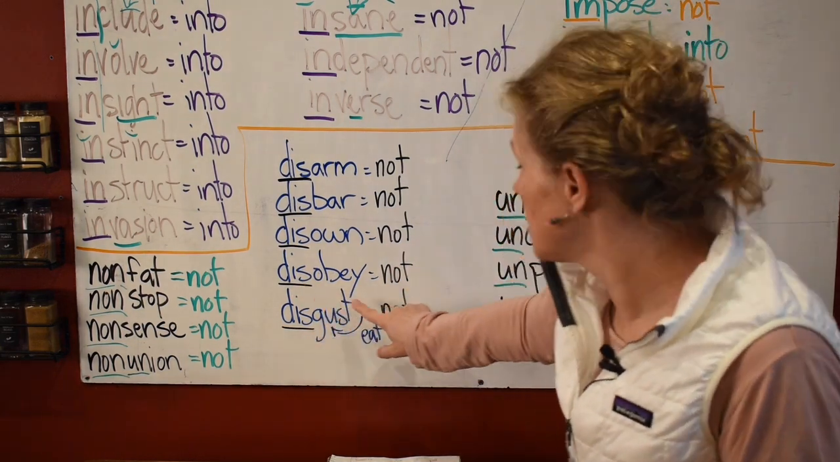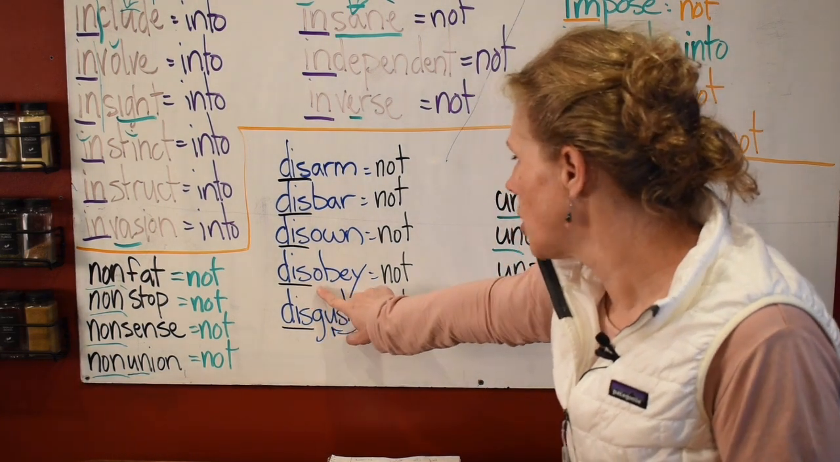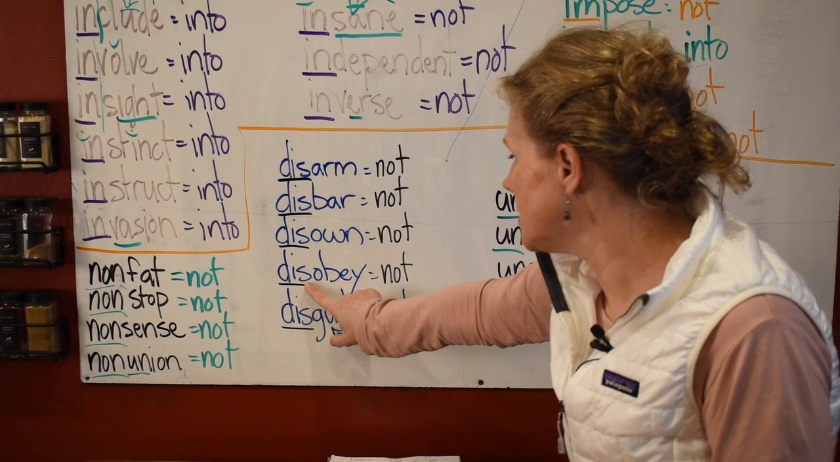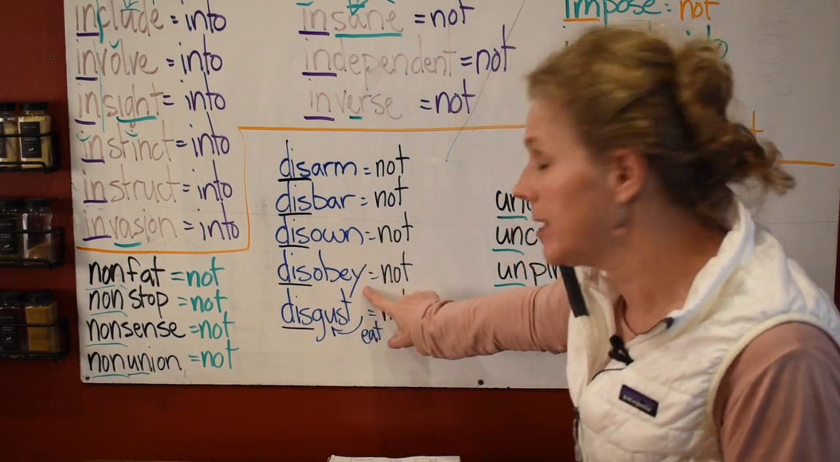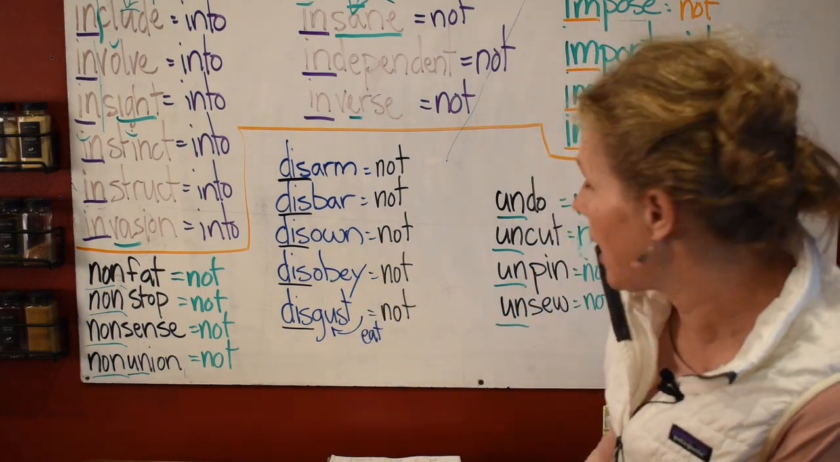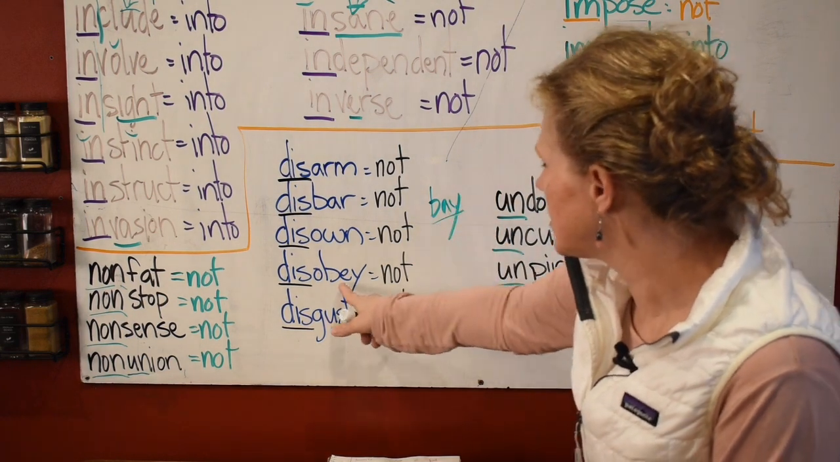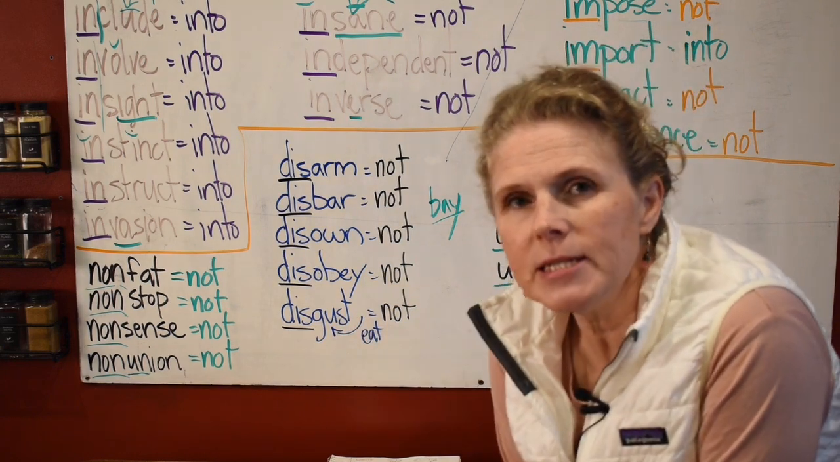Disobey. Right here is unusual. This would be an unusual spelling because bay is typically spelled like this. So this is unusual. Disgust.